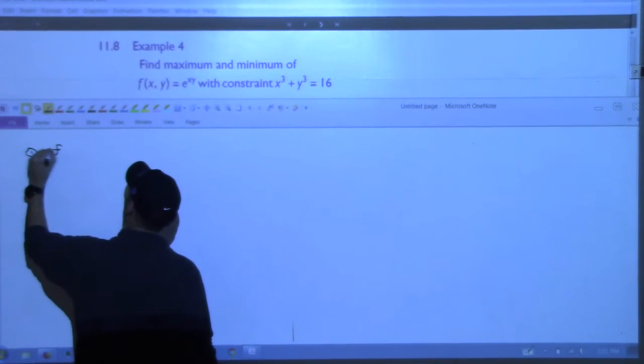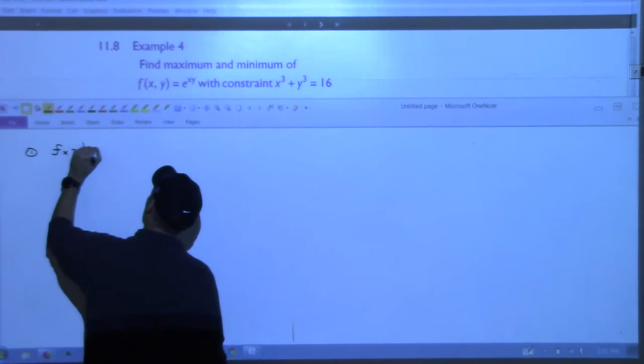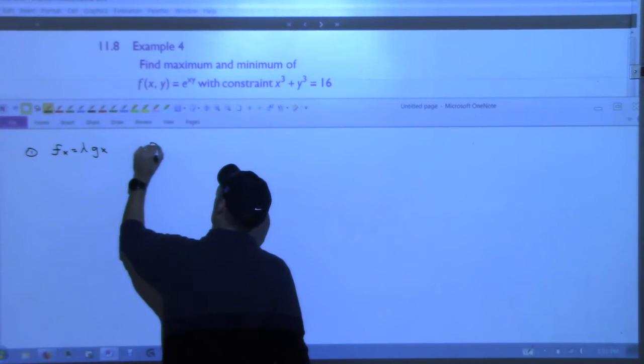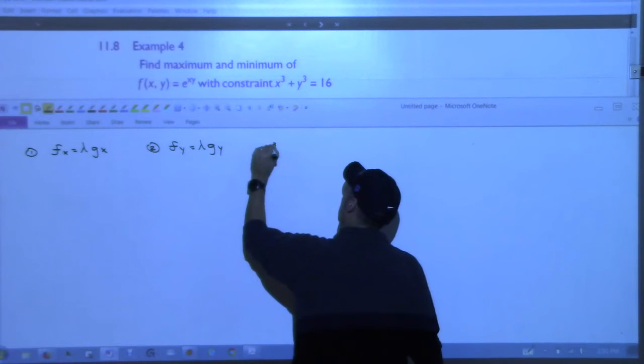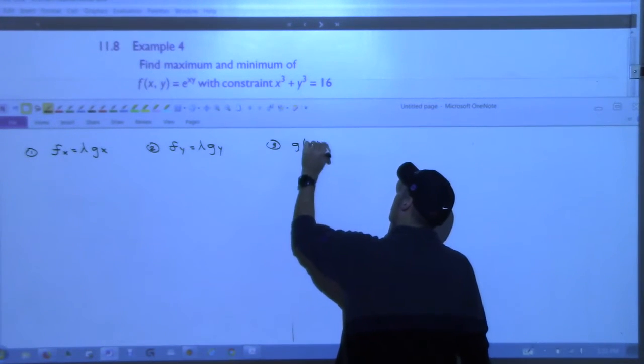Partial of f with respect to x must equal lambda partial of g with respect to x. Second equation, partial of f with respect to y equals lambda partial g with respect to y. Third equation, g of xy must equal k.